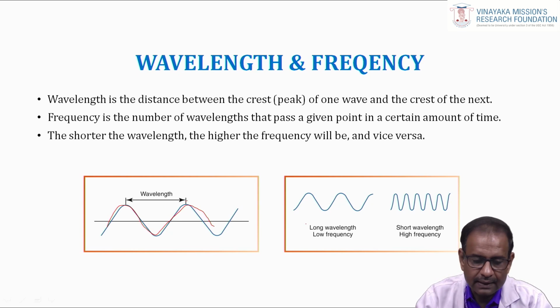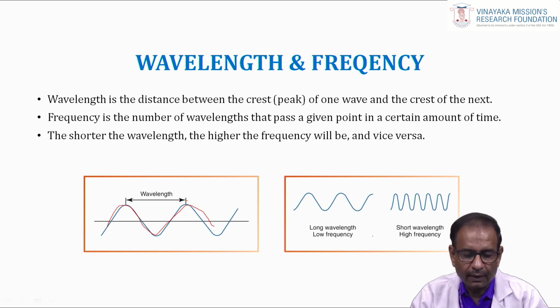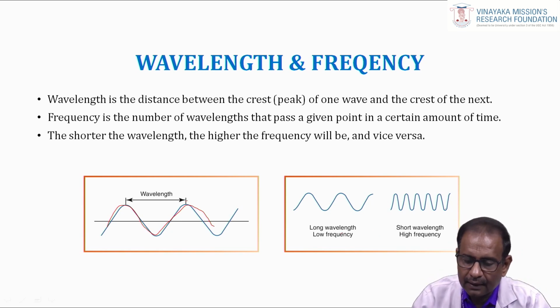The frequency is the number of waves that pass a given point in a certain amount of time. See that with a long wavelength, the number of waves is low in this first picture. The number of waves is more in the second picture. So a short wavelength gives a higher frequency. Short wavelength, high frequency. The number of waves is increased, so the frequency is increased. For a longer wavelength and lower frequency, it will be vice versa.